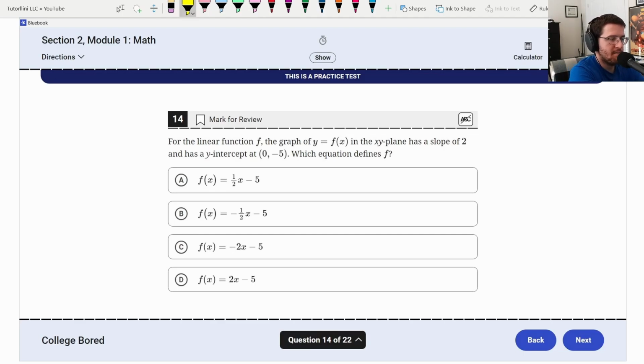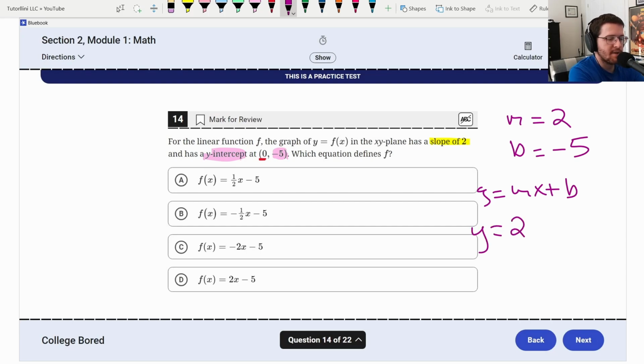Okay, question 14. So we got a slope of 2. So that tells us that m equals 2. And we've got a y-intercept, which we can tell by, well, they told us, but also because the x-coordinate is 0, of -5. So that tells us that b is equal to -5. So we've got a linear function y equals mx plus b. So if m equals 2 and b equals -5, that gives us y equals 2x minus 5. And that is answer choice D.